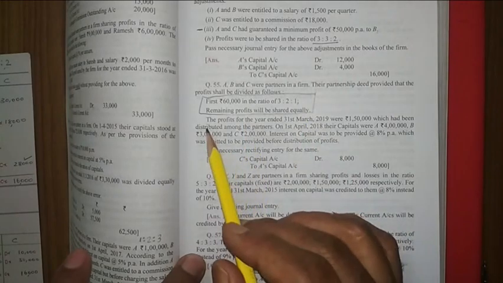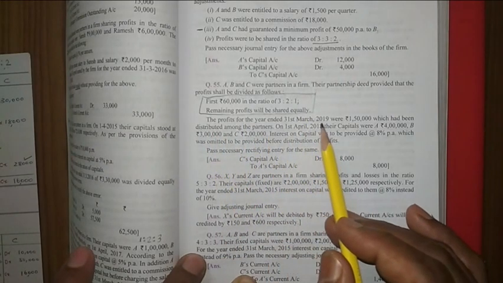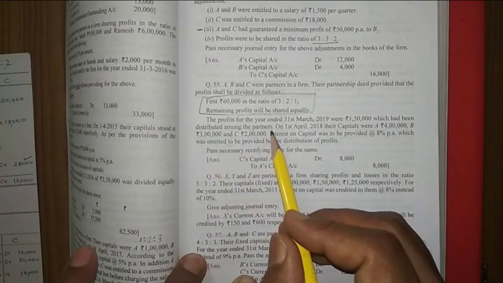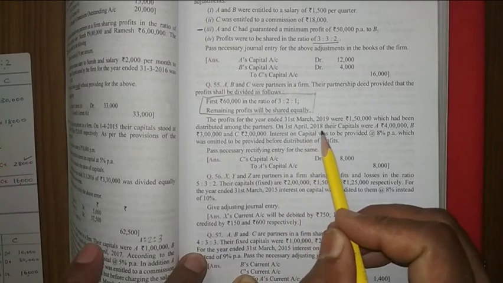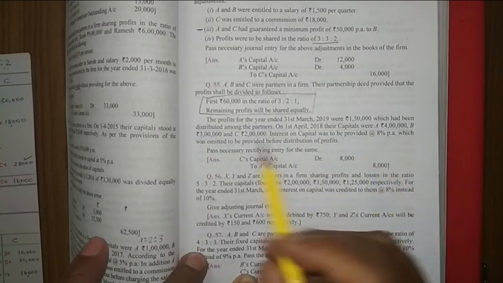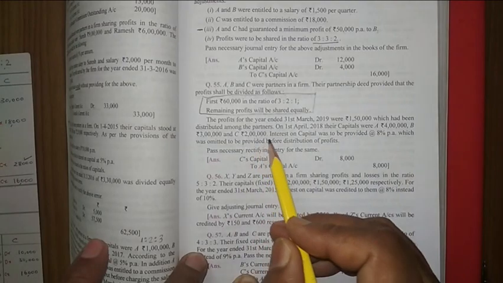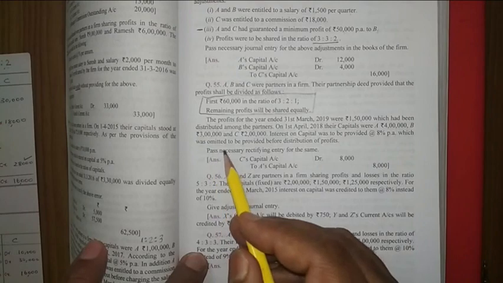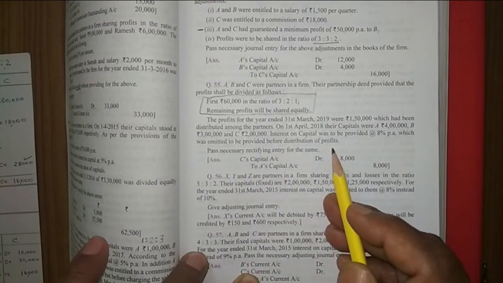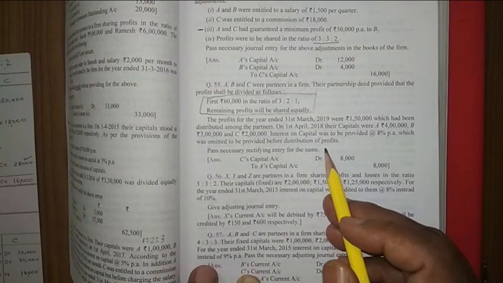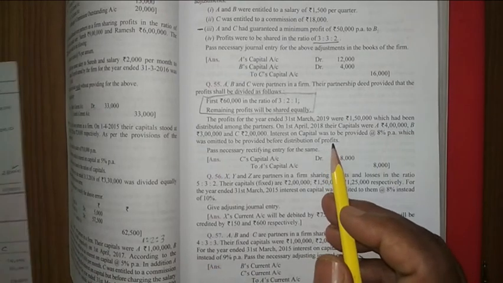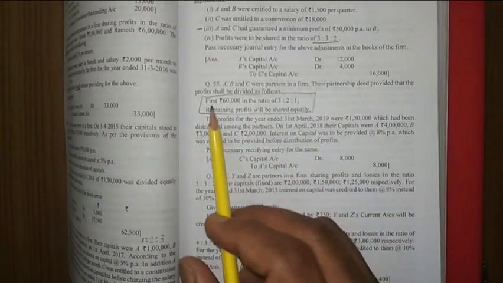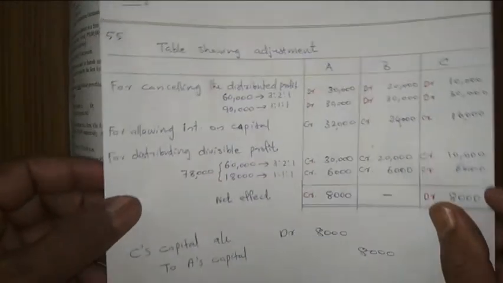Then other things. The profit for the year ended 31st March 2019 was 1,50,000, which had been distributed among the partners. On 1st April 2019, their capitals were A 4 lakh, B 3 lakh, and C 2 lakh. Interest on capital was to be provided at 8% per annum, which was omitted before distribution of profit. So here one mistake is there. Interest on capital they did not give. They forgot to give. These things are shown very clearly in the solution, that you can understand from the solution.